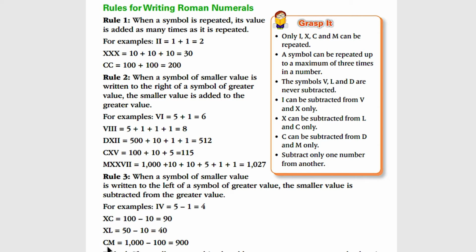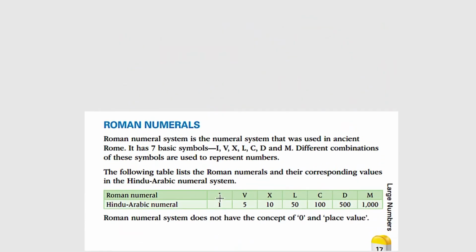Over here also we have C followed by M. So M की जो value है 1000, from that we have to subtract the value of smaller numeral, that is 100, and the result is 900. So for 900 we have the Roman numeral C followed by M. Now students, the letter symbols V, L and D are never subtracted. So over here only I, X and C, these three letter symbols are allowed to be subtracted. Letter symbols V, L and D, these are not subtracted.